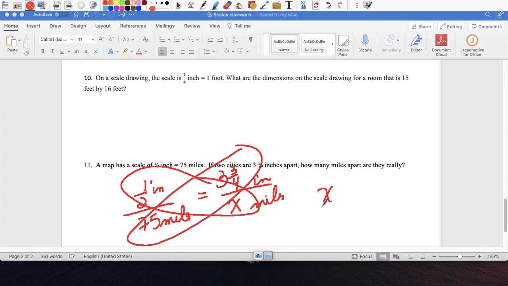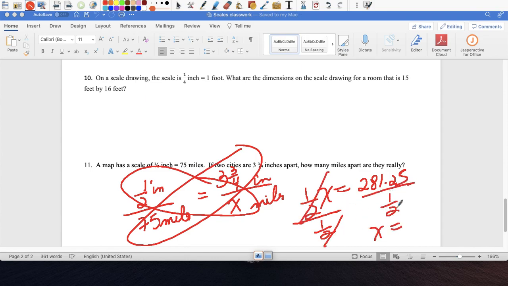Well, half of x equals 3.75 times 75, and that's going to give me 281.25. Then divide both sides by half or multiply both sides by 2, whatever you want. 281.25 divided by 0.5, which is a half. The distance between the two cities in real life is 562.5 miles.